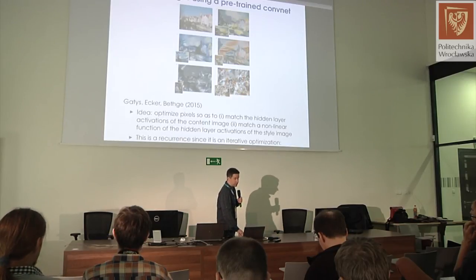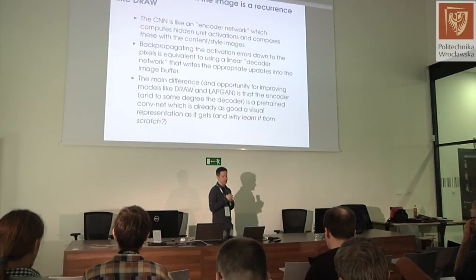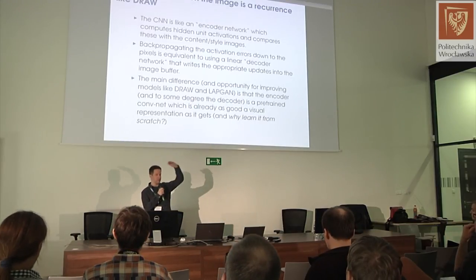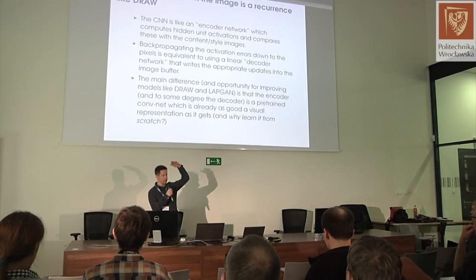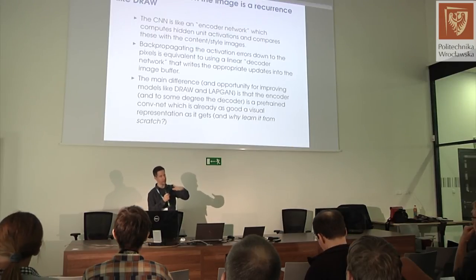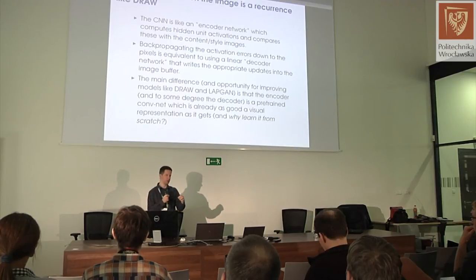What's interesting about this, in terms of DRAW, is that it defines a recurrence. So if you want to do gradient descent in the input image, what you do is, you'll have a CNN, you put in the input image, you get your activations, then you compare those with the target image using squared error, and then you backpropagate, and now you get a delta X, an update on the X, thanks to those derivatives. And then you're going to apply it to the original image.